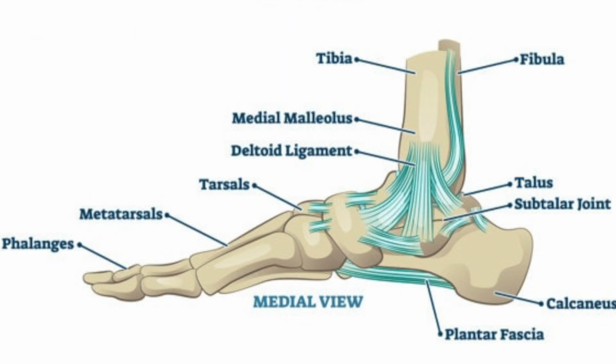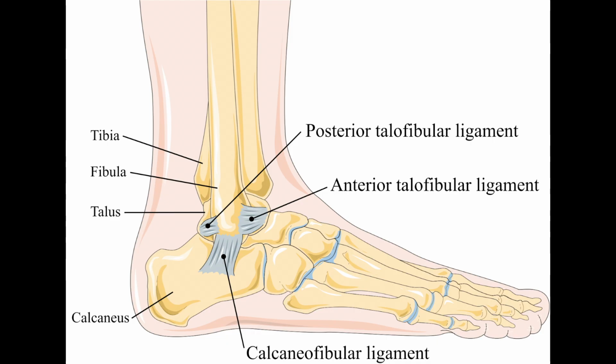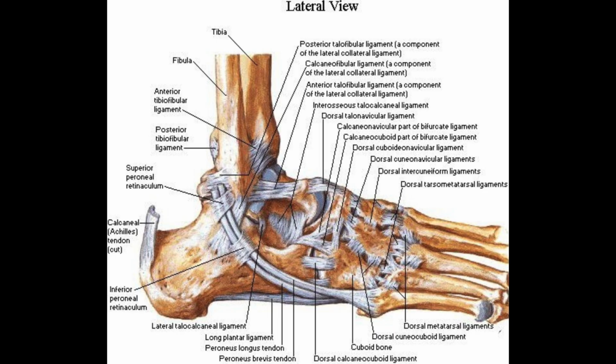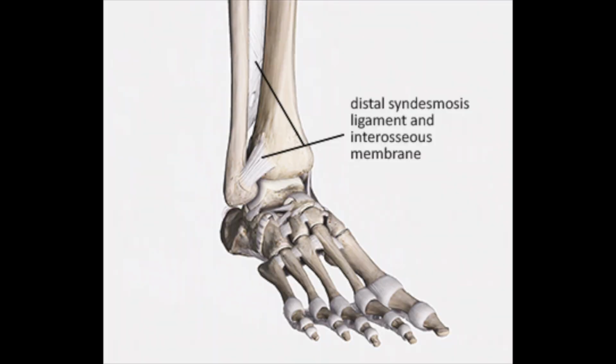There are a lot of different ligaments in the ankle, so I'm going to oversimplify them into a few groups. We have ones that sit on the middle or medial side of the ankle, the ones that sit on the outside or lateral side of the ankle, a bunch of little ones holding the bones of the foot together, and then ones connecting the bones of the shin together.